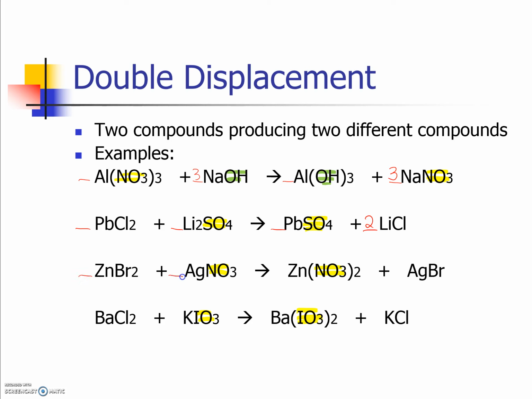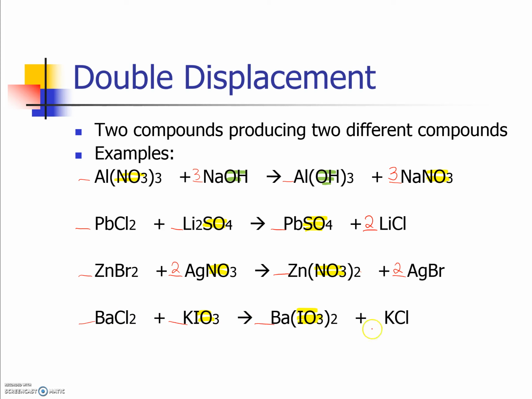Let's check this one out here. I have 1 zinc, I have 1 zinc, I have 2 Brs, I have 2 Brs, I have now 2 Ags, so I have 2 Ags, I have 2 nitrates, and I have 2 nitrates, so done.